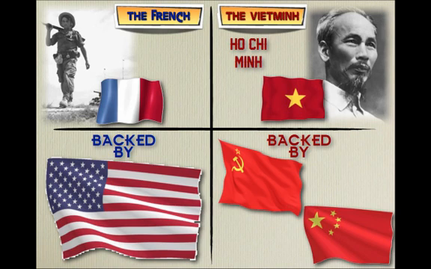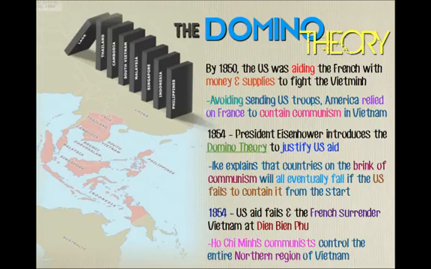Again, this is all about what the Cold War is about. Never do you see the U.S. versus the Soviet Union, but we're on opposite sides of a lot of these conflicts. This conflict in particular is also very similar to the Korean War. So the domino theory. By 1950, the U.S. was aiding the French with money and supplies to fight the Viet Minh. Avoiding sending U.S. troops, America relied on France to contain communism in Vietnam.